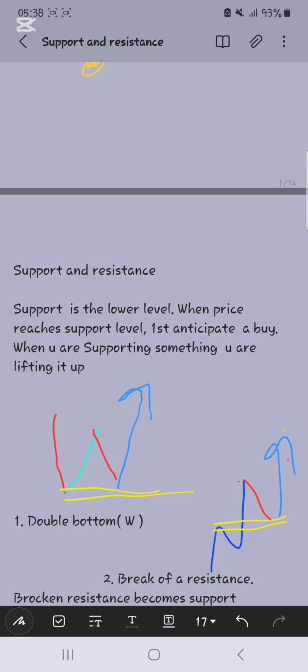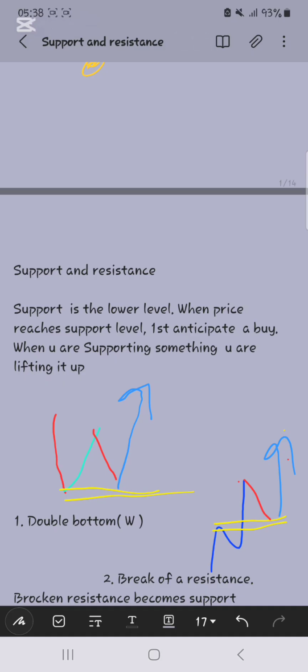When you're supporting something, it's like you're lifting it up. So obviously when the market is coming down, you're anticipating to lift that thing up. So that's why we are buying. We're supporting something, we are lifting it up. Then that's just for the general support and resistance.